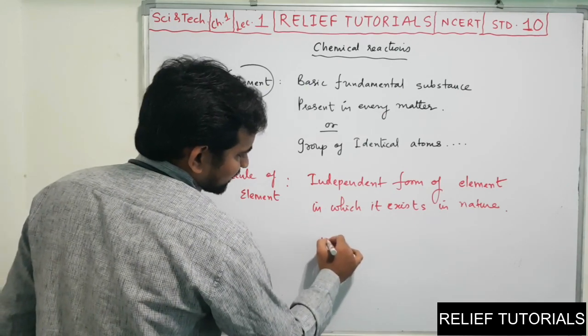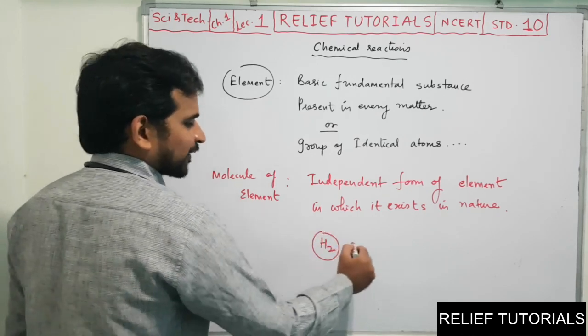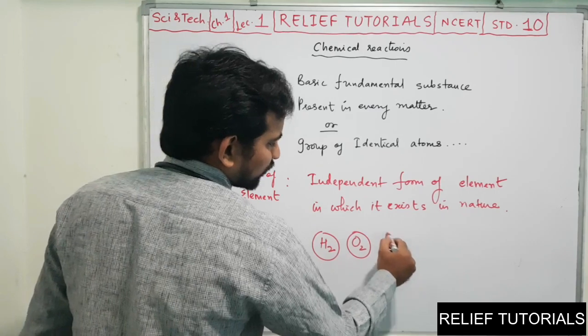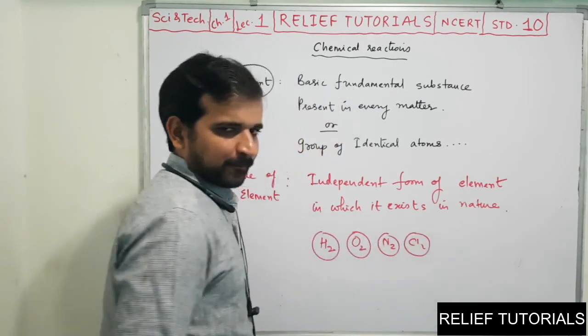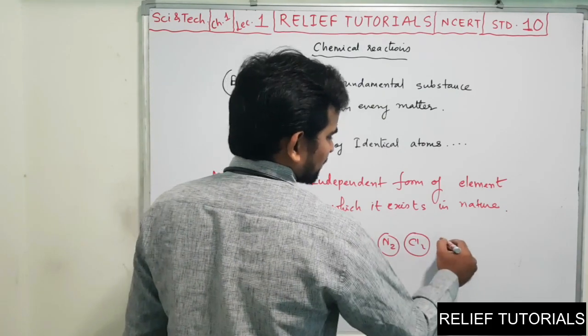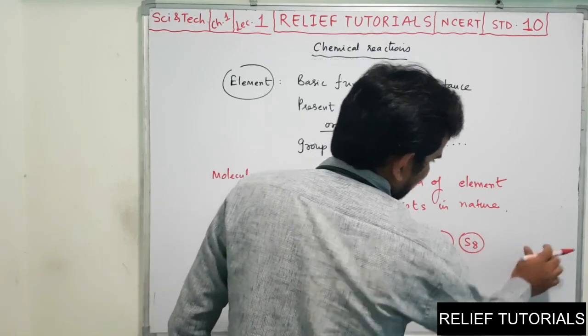So hydrogen is available in which form? H2. So H2 is the molecular formula of hydrogen. O2 is the molecular formula of oxygen. N2 is the molecular formula of nitrogen. Cl2 is the molecular formula of chlorine. Many others, for example, P4 is the molecular formula of phosphorus, S8 is the molecular formula of sulfur.